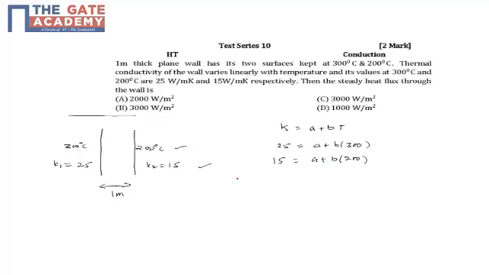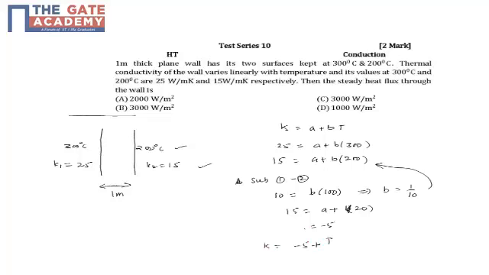If I subtract the second from the first, it's 10 on the left side, and on the right-hand side it's B into 100, so this gives B as 1 by 10. If I substitute in the second equation to get the A value, it's A plus 20, because 1 by 10 times 200 is 20, and A is minus 5. So K is minus 5 plus T by 10. This is how K varies.